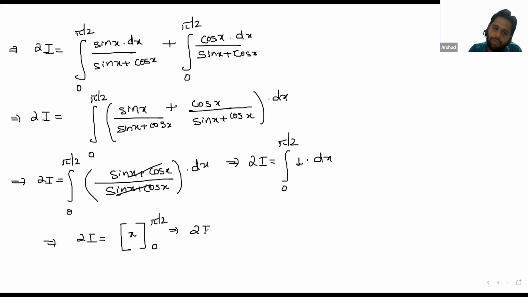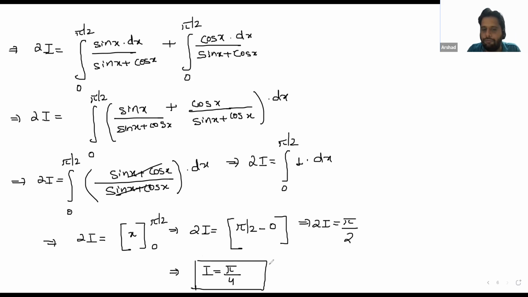So this is 2I is equal to pi by 2 minus 0. So you get here 2I is equal to pi by 2. So I is equal to pi by 4. Okay, I hope this is clear to everyone. This is your final answer.